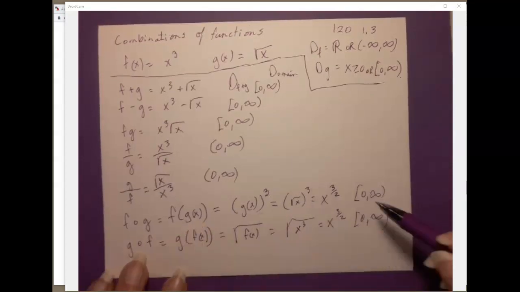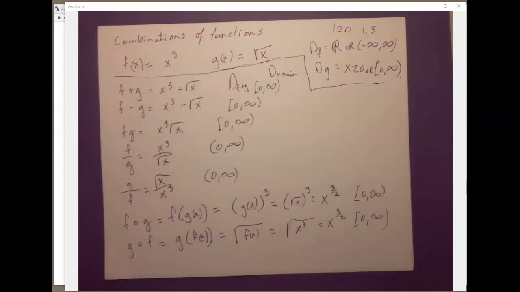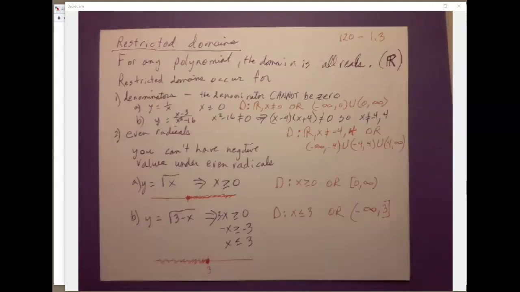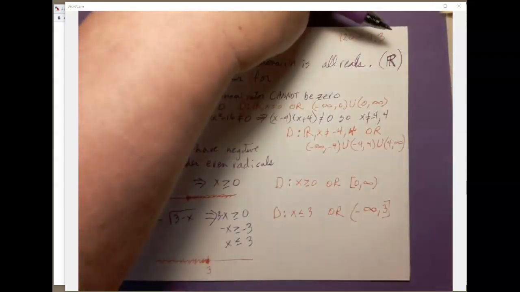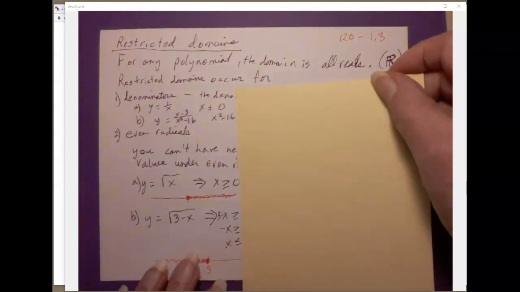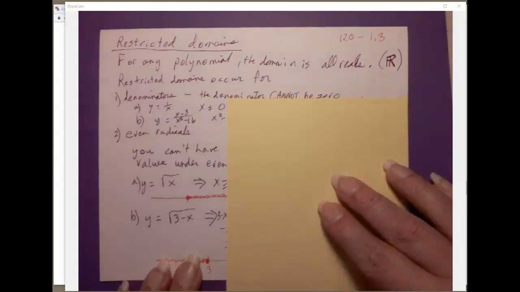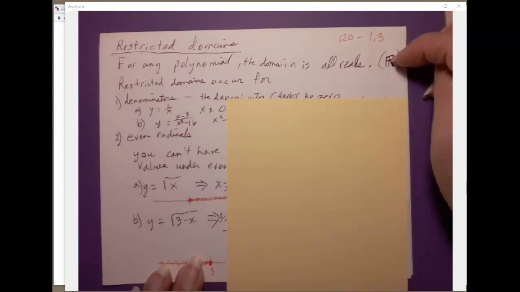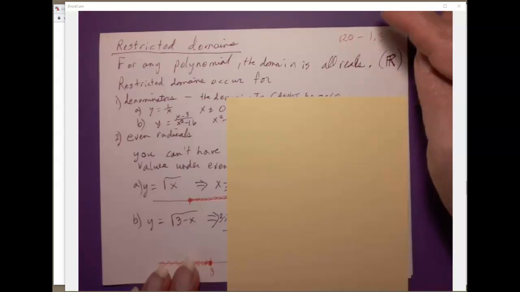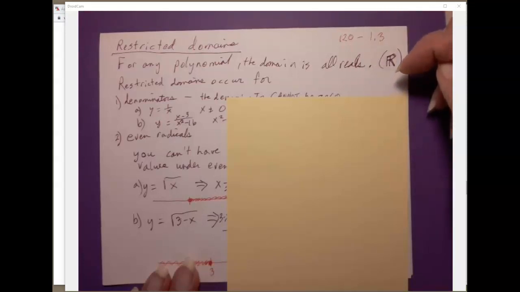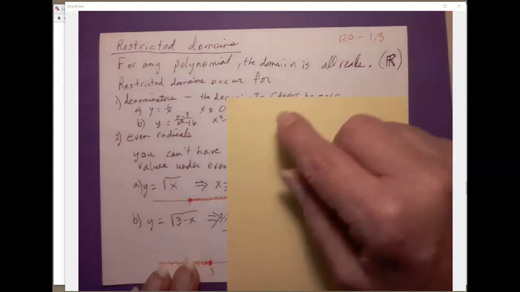I usually don't ask the domains of these on the test, but you should be able to compose them without any problem. So let's talk a little bit more about restricted domains. I'm going to cover this up for a second so we can talk about it and think about it. So for any polynomial, I already said this, the domain is all reals. And that's x to the 5th, x to the 7th, x to the 3rd. But you can't have 1 over x, because then you have a problem, because then you have denominators.